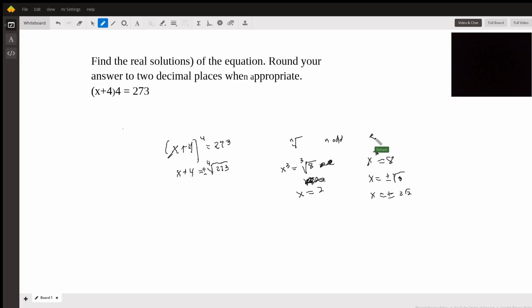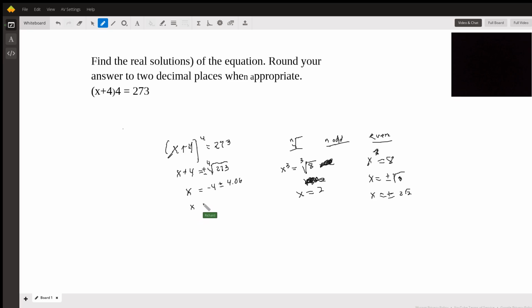I'm just trying to give you a little lesson here rather than just answer the question. So when n is odd and n is even, you follow a slightly different path with signs. Because this is an even index, we need to have a plus or a minus here. So try to remember that. And then it's x equals negative 4 plus or minus the fourth root of 273. You go on your calculator and you'll find it is roughly 4.06.